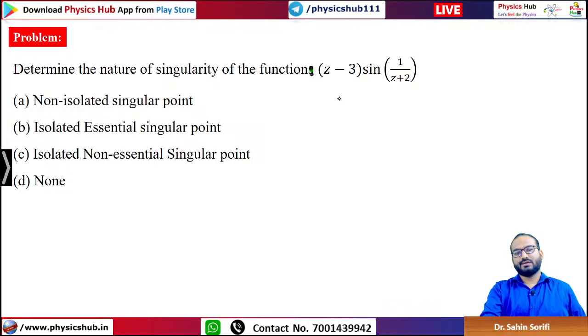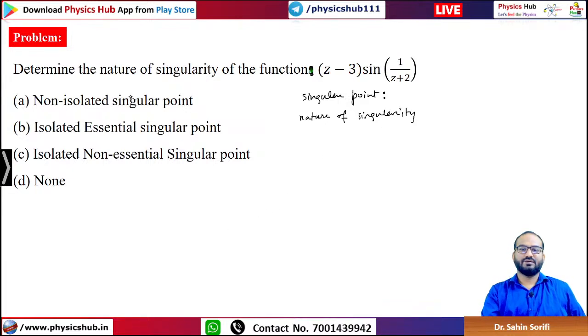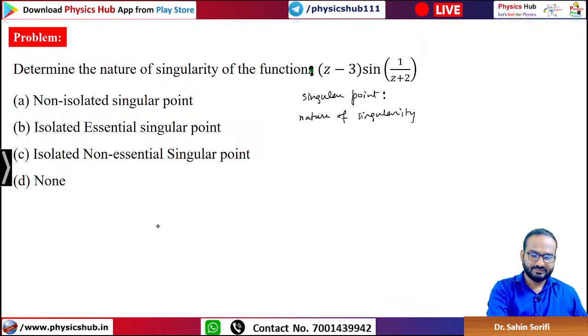First of all, you calculate singular points. What are the singular points? You tell me two things: what is the singular point and what is the nature? I am giving you the options for the nature of singularity, so you have to tell me both. Here the singular point option is not given, only the nature of singularity is given. So what is the singular point for this case?